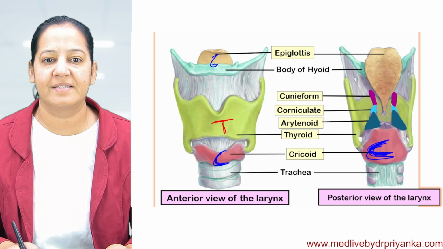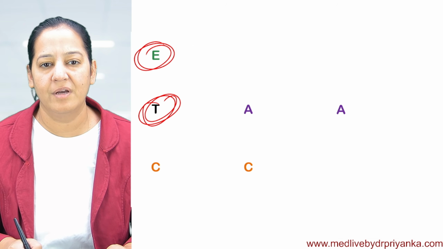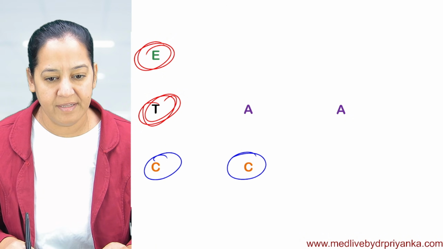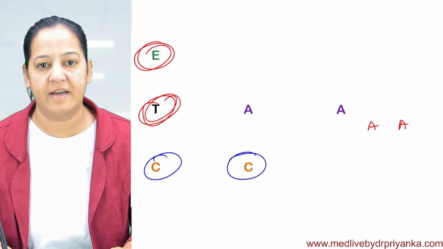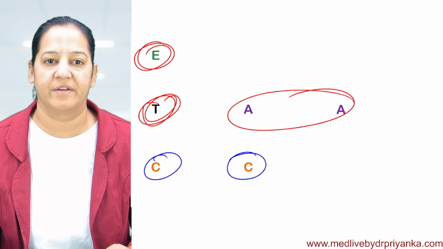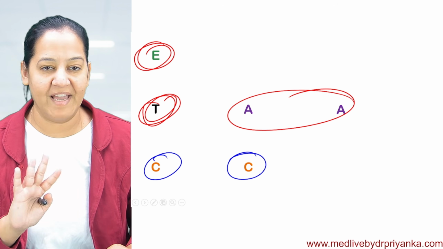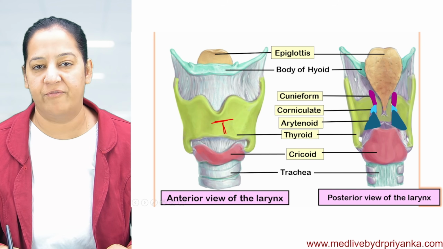So you can see the same over here also. This is the front of the cricoid, this is the back of the cricoid, and here are the two arytenoids. This is an arytenoid, this is an arytenoid. Okay, so same sketch diagram, same orientation I have told you of the cartilages.